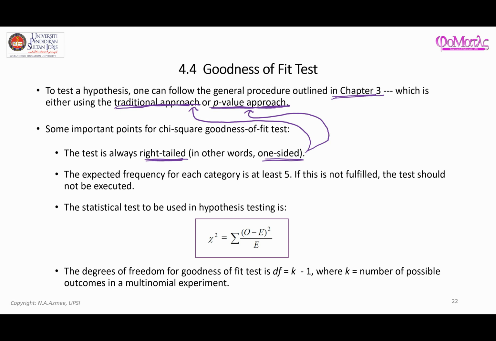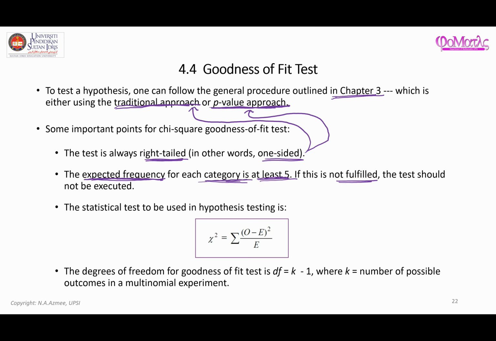Now, in order to apply the goodness of fit test, this is a requirement. The expected frequency for each category has to be at least 5. So you must check whether this is true or not, and if this is not fulfilled, the test should not be executed.